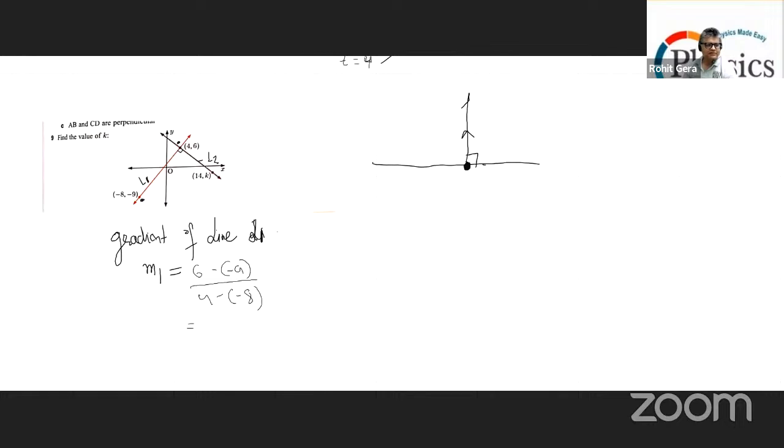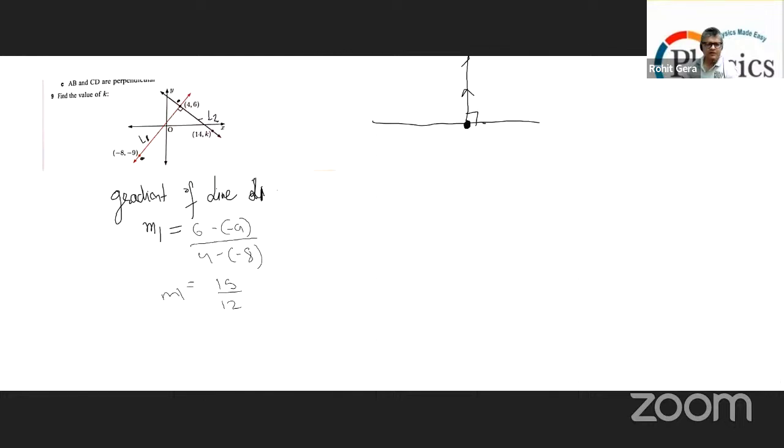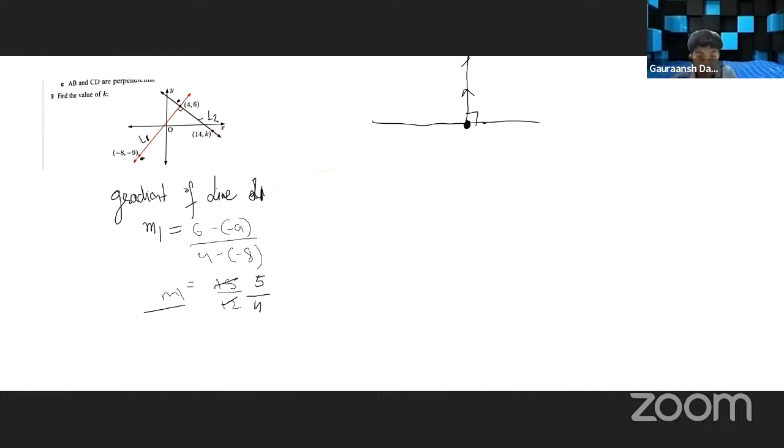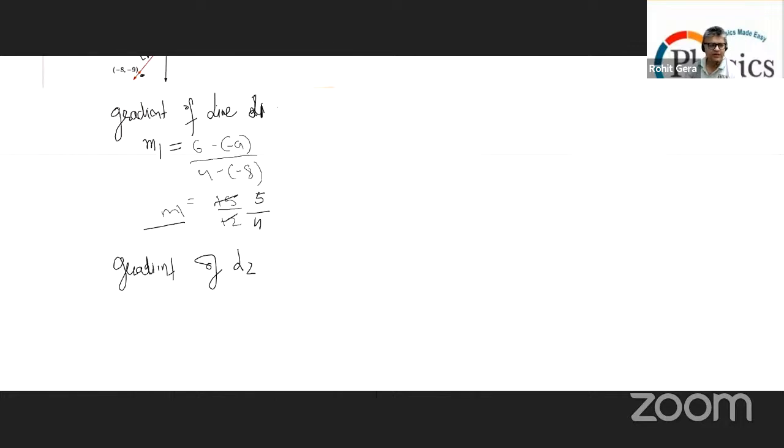M1 is 5 by 4. Now the gradient of line 2, which is M2. The line's name is L2, and its gradient is M2. So now you write M2.